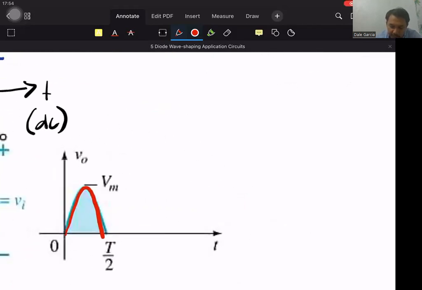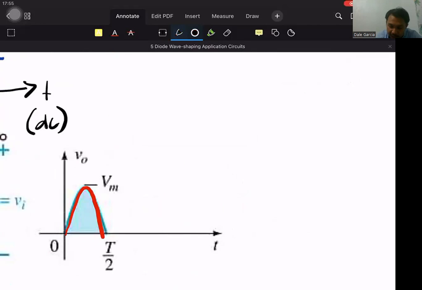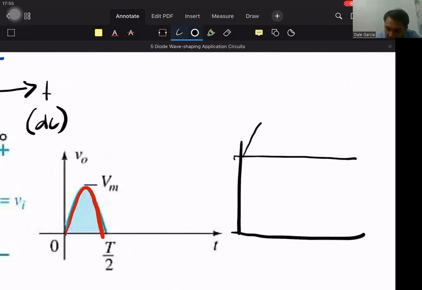Actually, what we should note is that ideal diodes are being used so far in this discussion. If we use the practical ones, like the 0.7 silicon diode, it will only pass through once it reaches 0.7. So if the signal, let's just say, has a peak of 2 volts and negative 2 volts, then 1 volt is somewhere here.